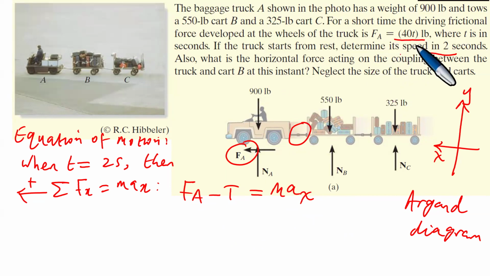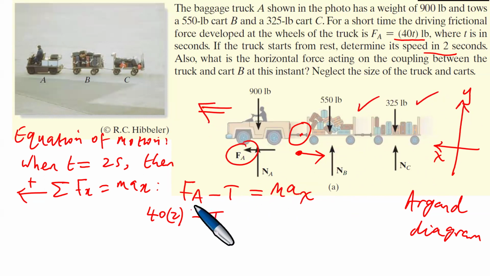What is FA? Our FA is 40T, which means therefore you have 40, T is 2 seconds, minus the tension. Remember that what is happening here when the truck is pulling, the truck is in that direction, the tension is the other way. And these two are in opposite direction. They are wrestling with each other. The trailer is pulling the truck to the back when the truck is trying to pull everything. It's pulling the two carts, the two trailers, the two wagons from the back. But also by Newton's third law, this is a pull and drag situation. Action, reaction, a pair of forces are involved at the point of contact of the truck and the carts. I want us to analyze and see what happens here.